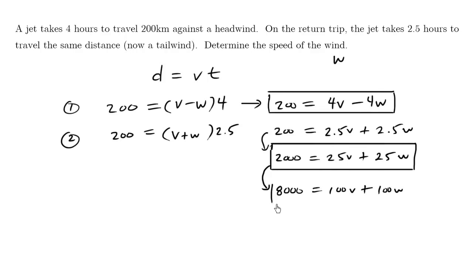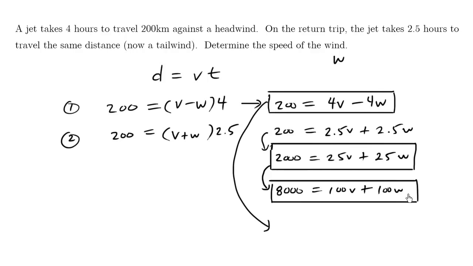This is one of the key equations here. Now I want to get this to 100v as well. So to make this first equation have the same v value as the bottom one here, I need to multiply everything by 25, because 25 times 4 is 100. So we're going to focus on bringing this down here by multiplying by 25. 25 times 200 is 5,000 equals 100v minus 25 times 4 is 100w this way.